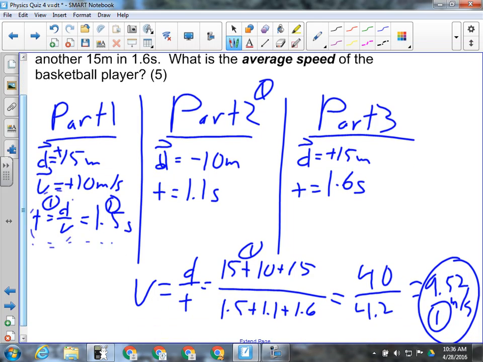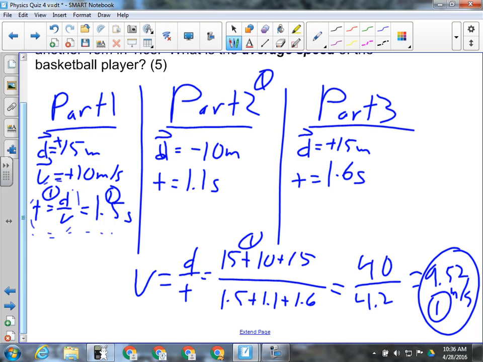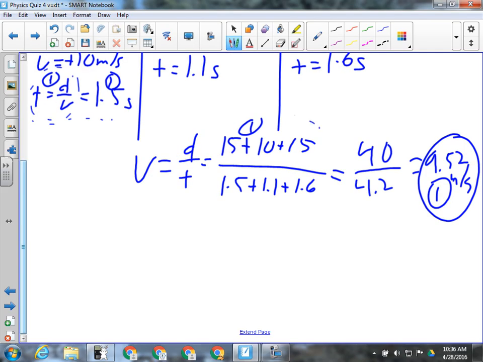So if they have t equals d over v, they showed the manipulation. Give them a mark for that. And if they have 1.5 seconds, give them a mark for that. That's 3 now: 1 here for givens, 1 here, 1 here. That's 3 marks. Our next mark is for starting the whole total distance over total time operation. So if they have something like this, either one of these, 15 plus 10 plus 15 over all the times added together, or they just have 40 over 4.2, that's fine as well.